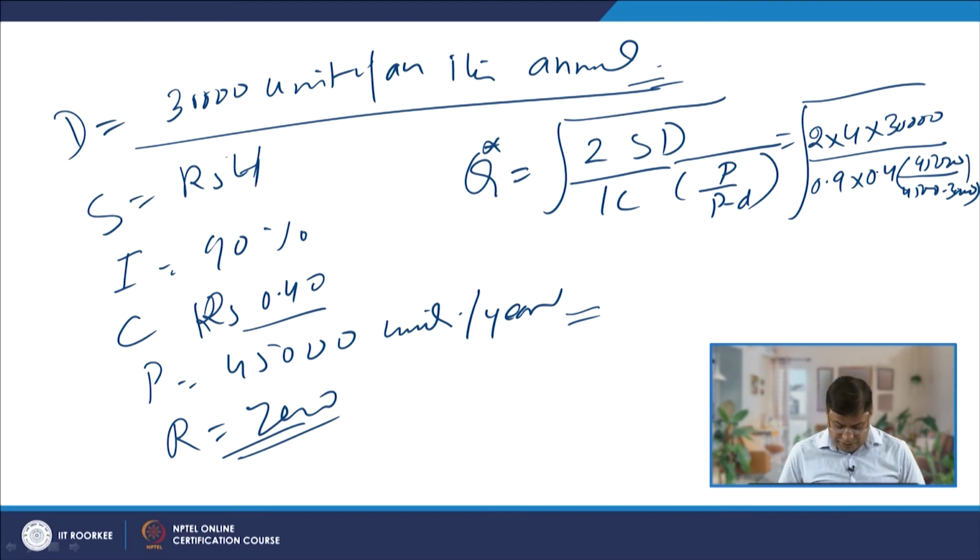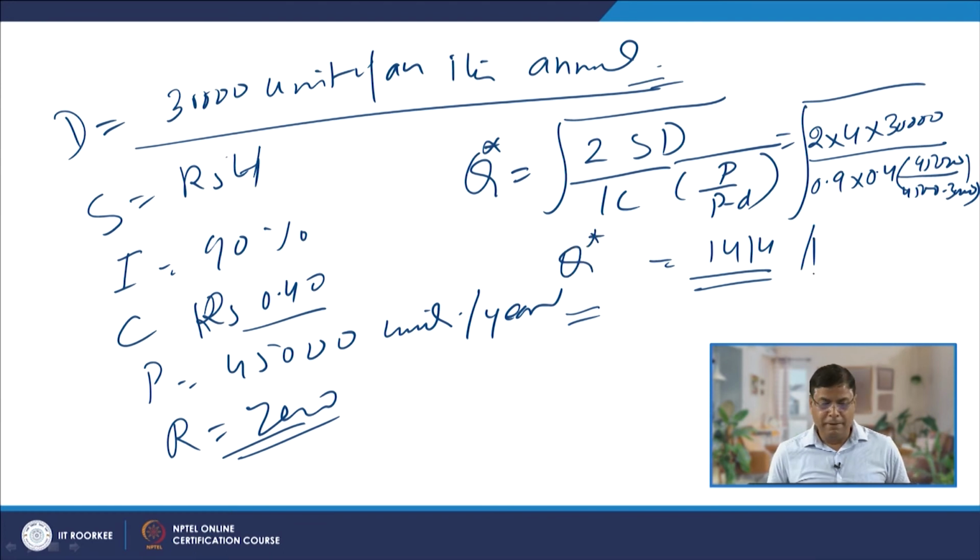So, on solving this, what we get is the economic order quantity of 1414. So, this becomes our economic order quantity for this situation when the items are being consumed at the same time when the delivery is taking place, and the reorder point here is 0.